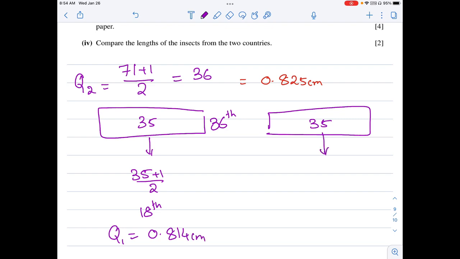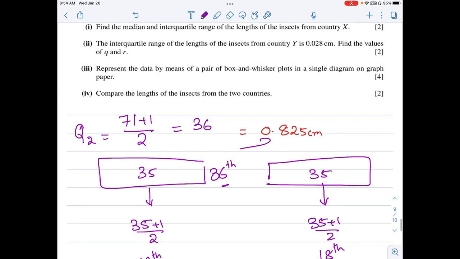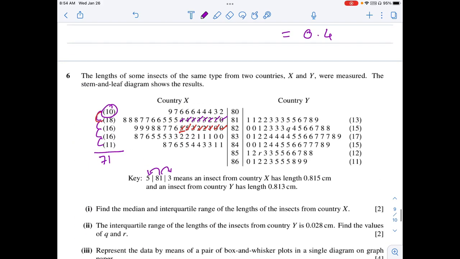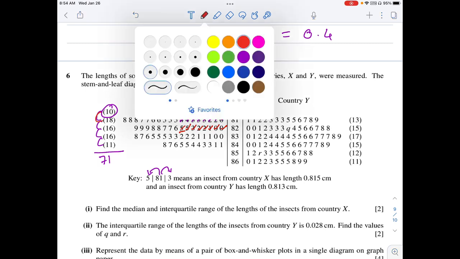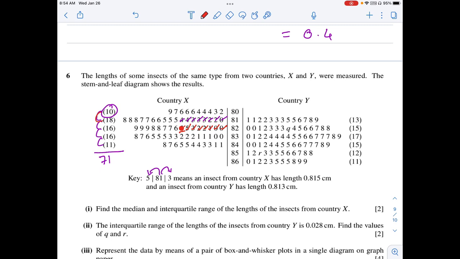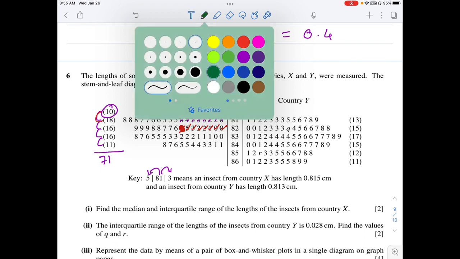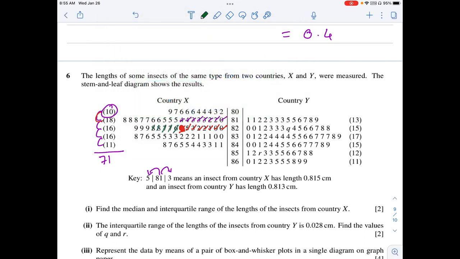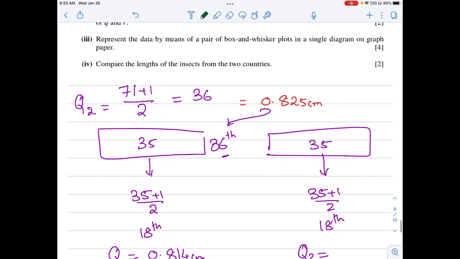Now 35 on your right hand side, the middle term 35 plus 1 divided by 2, the 18th term. The 18th term will be Q3. The 18th term from where? After the 36th term, which is after 0.825. Where was 0.825? You can see that. I will be drawing a dot over there. This red color dot is our median. From there, the 18th term. So 1, 2, 3, 4, 5, 6, 7, 8, 9, 10, 11, 12, 13, 14, 15, 16, 17, 18. 3. 0.833.